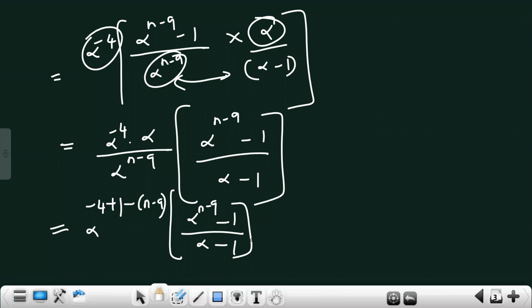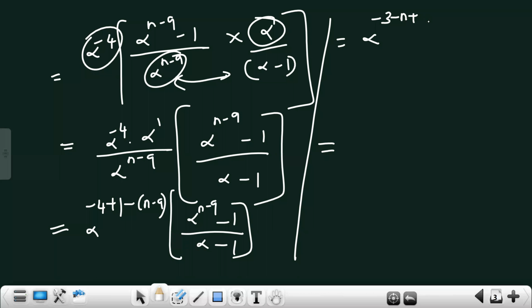Multiplication means the exponents will be added, right? So minus 4 plus 1. This is 1, alpha to the power 1. So minus 4 plus 1 minus of n minus 9. So the equation will become alpha to the power minus 3 minus n plus 9, minus 3 minus 9 plus 9 into alpha to the power n minus 9 minus 1 divided by alpha minus 1.